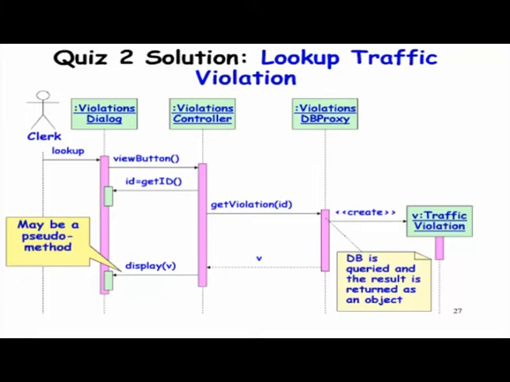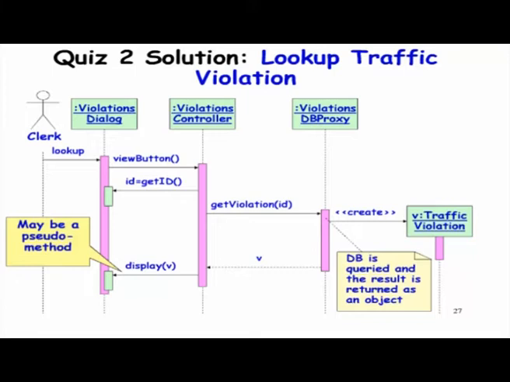The clerk invokes the lookup method here, or presses a button called lookup, and the dialog makes a call to the controller, view button. Once that is called, the controller requests get ID, and once the ID is obtained, we are not showing the return path for this call, it calls get violation on the database proxy. The database gets the ID, and then it creates a traffic violation object, and the details of that are displayed here.